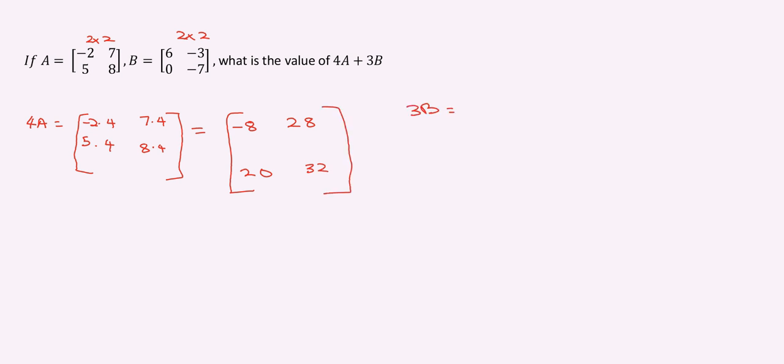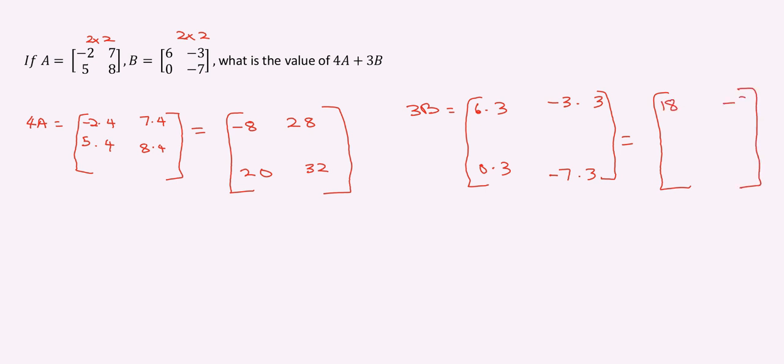3B is going to give us 6 multiplied by 3, 0 multiplied by 3, negative 3 multiplied by 3, negative 7 multiplied by 3, which is going to end us with 18, negative 9, 0, negative 21.